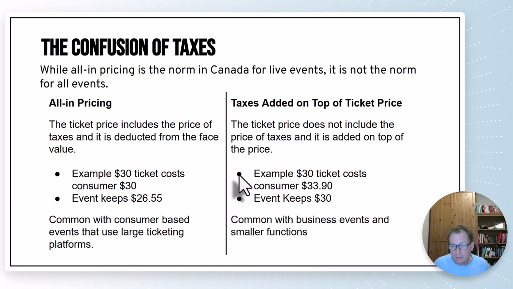So when taxes are added on top, if the event ticket's face value is $30, the consumer has to pay $33.90 because the taxes are added on top. The event keeps the $30, less the source deductions and the below the line. Whereas with all-in pricing, they only keep $26.55. So understanding where taxes are charged and kept is really important, especially if you're hosting events in Ontario, because 13% is a pretty significant number.